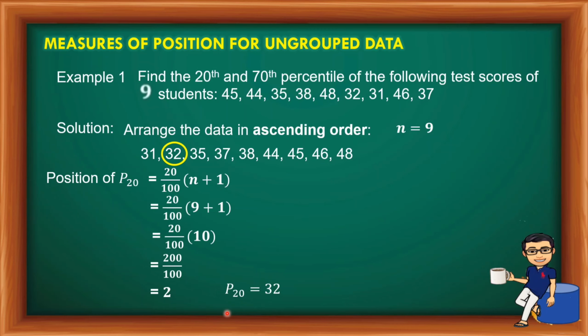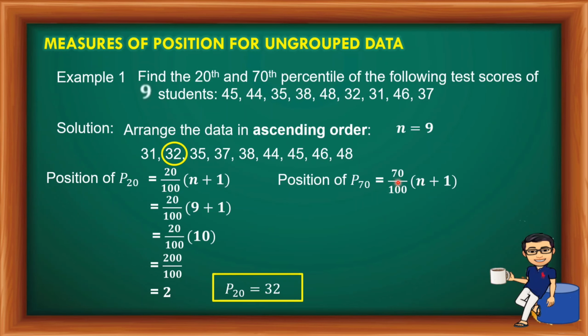That means to say that percentile 20 is equal to 32. Okay, so I hope nasusundan natin. Let's have the 70th percentile. So, position of the 70th percentile, alamin natin. So, equals naman siya sa 70 over 100 times the quantity n plus 1.